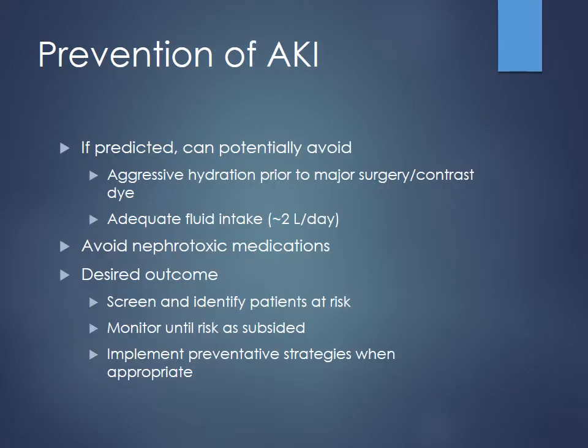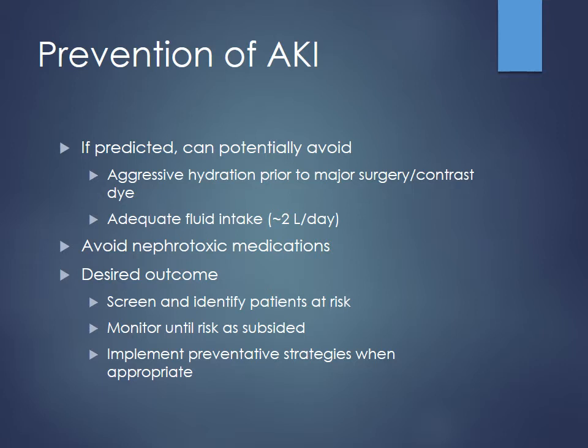So anyway, how can we prevent acute kidney injury? If it can be predicted, hopefully it can be avoided. And so this is really important on the hospital side, especially if they're going to go for surgery, if they're going to go get chemo, if they're going to go for imaging, or they need IV contrast. We can do things to help hopefully prevent the kidney injury from occurring in the first place. So one thing we can do is aggressive hydration prior to major surgeries or contrast.